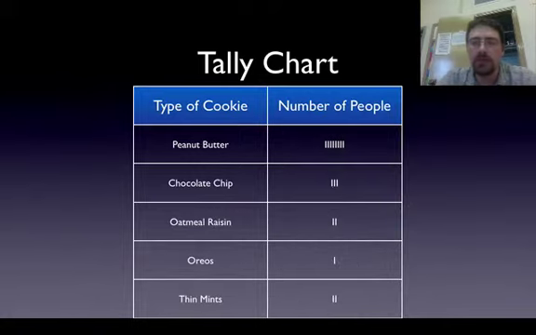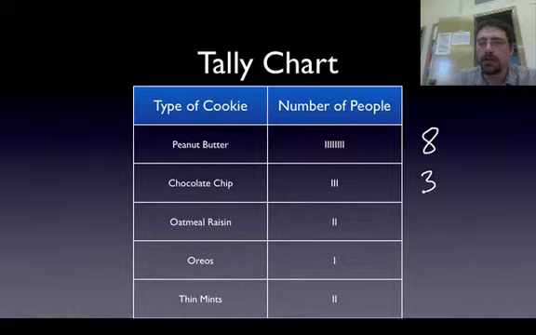Here's a way to tally them up. We can count these right here. So our tally chart helps us count different things. Now this tally chart doesn't have the slash, but we can still figure it out. We've got 1, 2, 3, 4, 5, 6, 7, 8 people who liked peanut butter, 3 people who liked chocolate chip, 2 people with oatmeal raisin, 1 for Oreos, and then we had 2 for Thin Mints. So this is the way that we tally up all of our information.